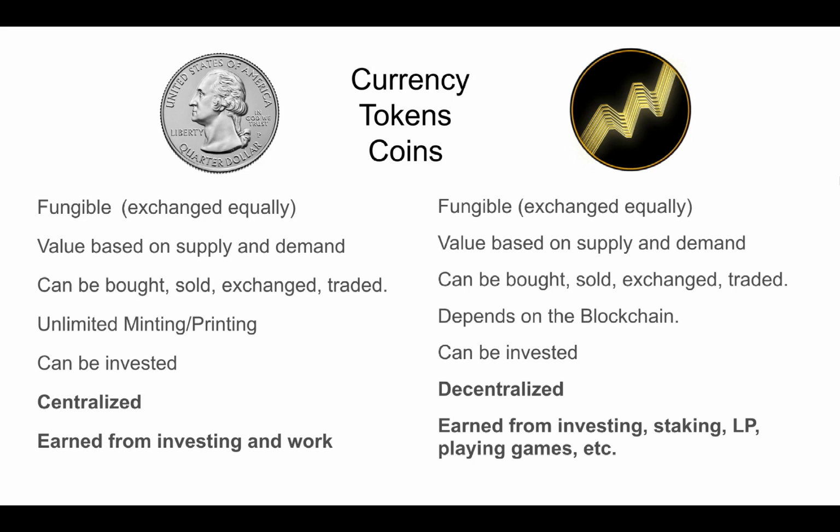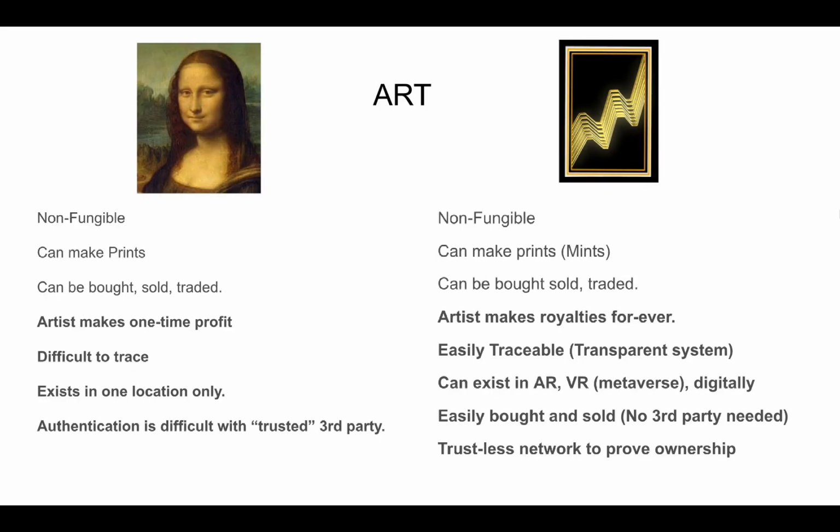Going back here, some of the main points we want to identify is our traditional currencies are centralized. They're run by our Federal Reserve here in the United States. You can earn currency from investing and work. Cryptocurrencies and tokens are decentralized, and they can be earned from investing, staking, liquidity pools, playing games, etc. We'll discuss more later on.